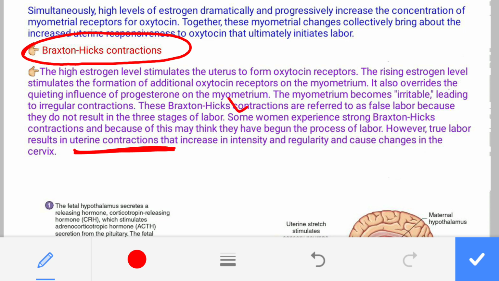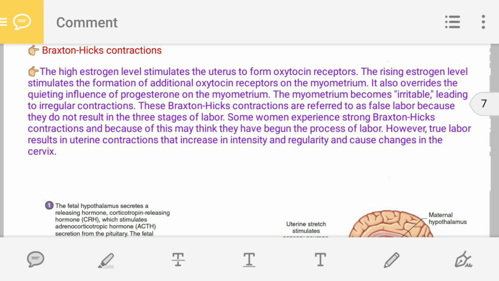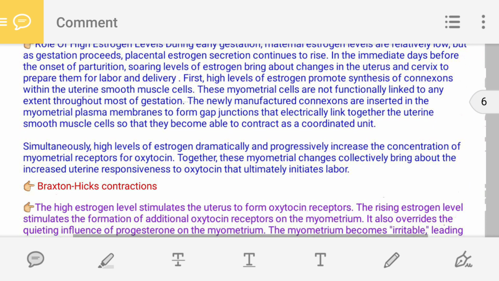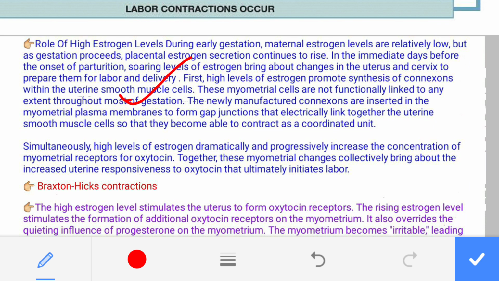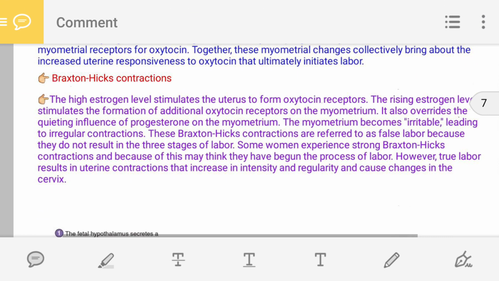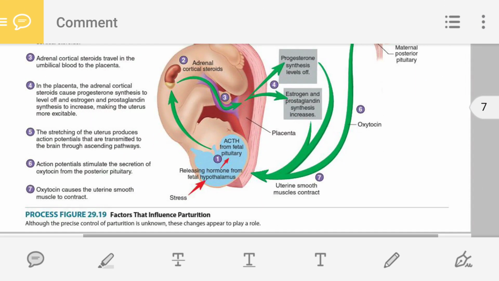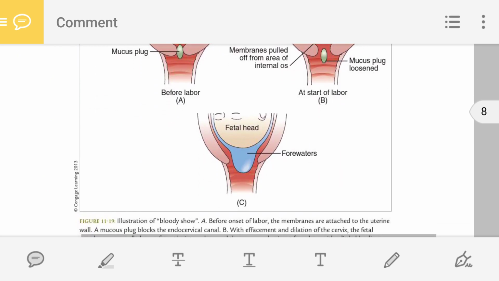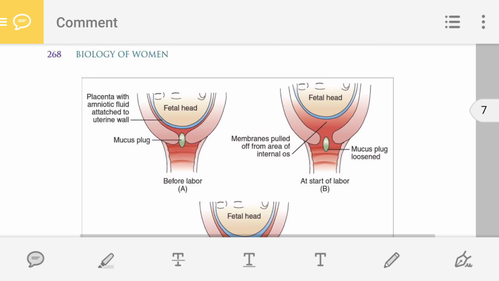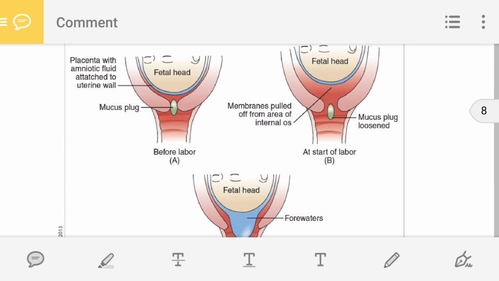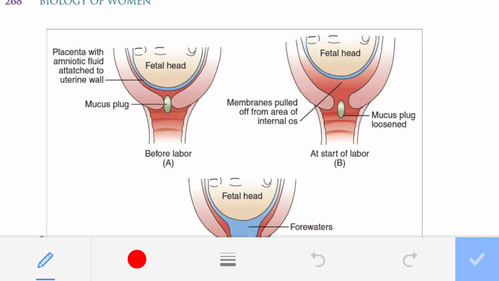You can go through this, what is the meaning of this, and if you are interested you can also go through this point also. Now we are moving forward. Now one more thing, here you can see this part is the cervix.